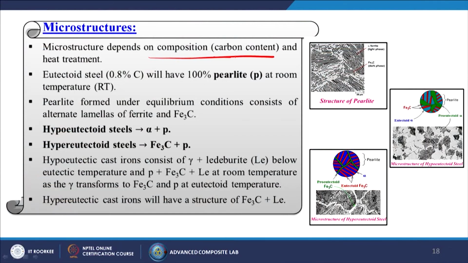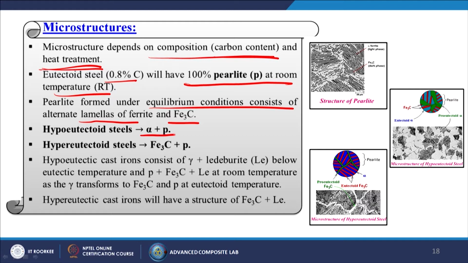Microstructures depend on compositions, that means the carbon content, and the heat treatment. Eutectoid steel having 0.8% carbon will have 100% pearlite at room temperature. Pearlite formed under equilibrium conditions consists of alternate lamellae of ferrite and Fe3C. Hypoeutectoid steels are alpha plus pearlite, hypereutectoid steels are Fe3C plus pearlite.